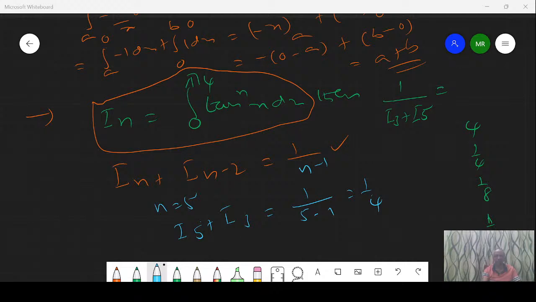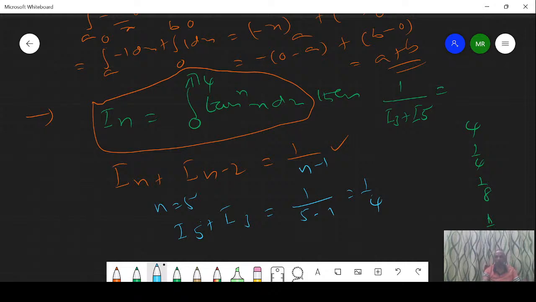Yeah, you can verify. The previous class I discussed that. That will be 1 by n minus 1. By mistake I have written n plus 1, not n plus 1. That is 1 by n minus 1. I n plus I n minus 2, 0 to pi by 4 given. I n plus I n minus 2. Correct. That will be 1 by n minus 1.